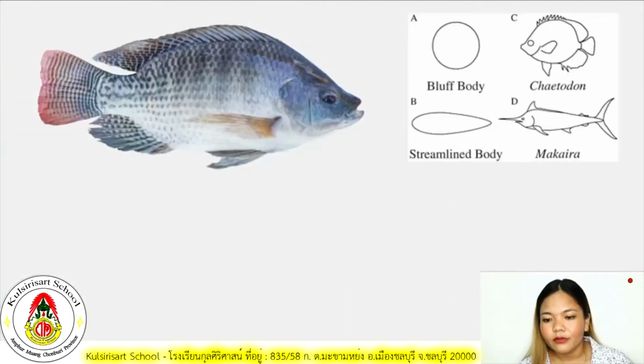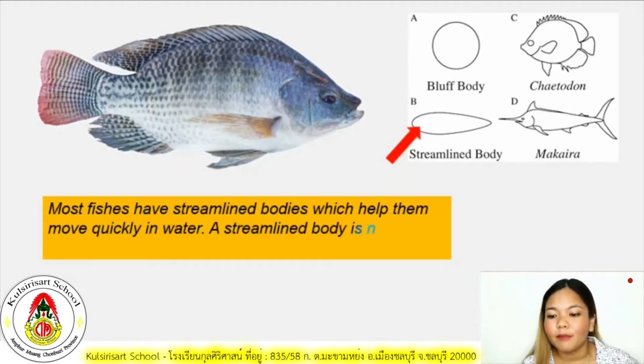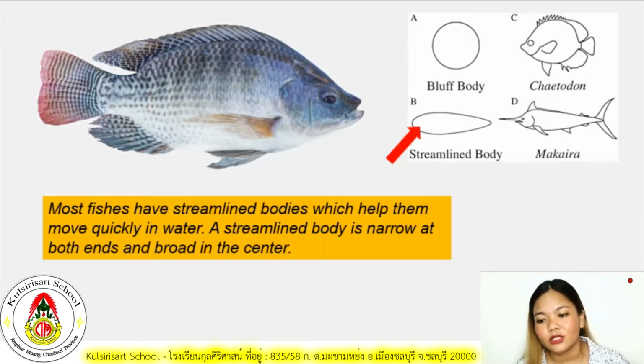Okay, now we have here the parts or the anatomy of a fish. Now most fishes have streamlined bodies which help them move quickly in water. A streamlined body is narrow at both ends and broad in the center. Okay, so this shape of a fish is actually what helps them move faster in water, and this is what we call the streamlined body.